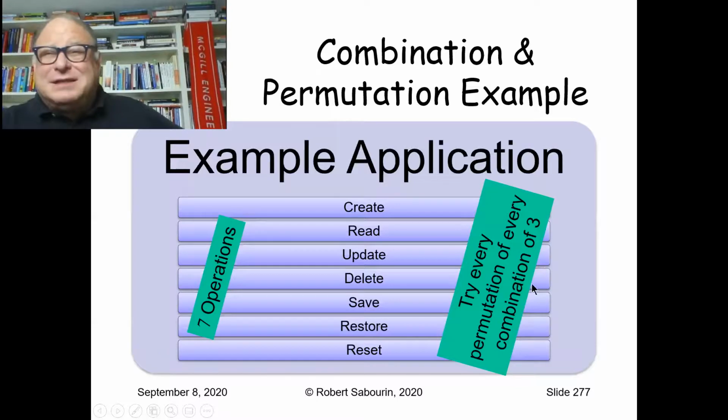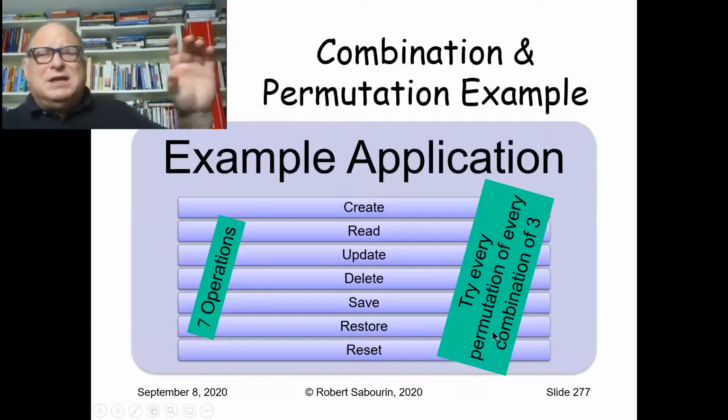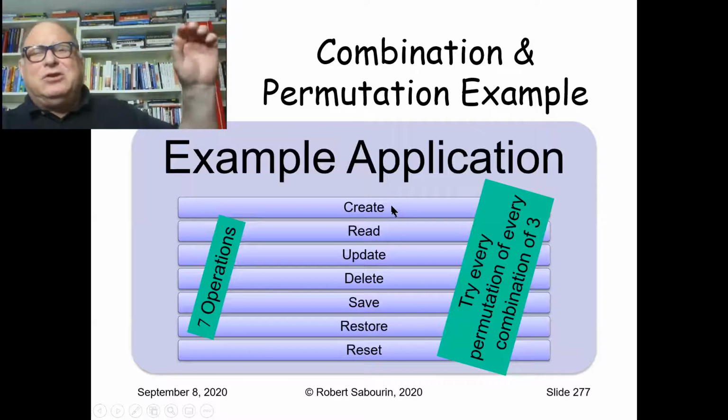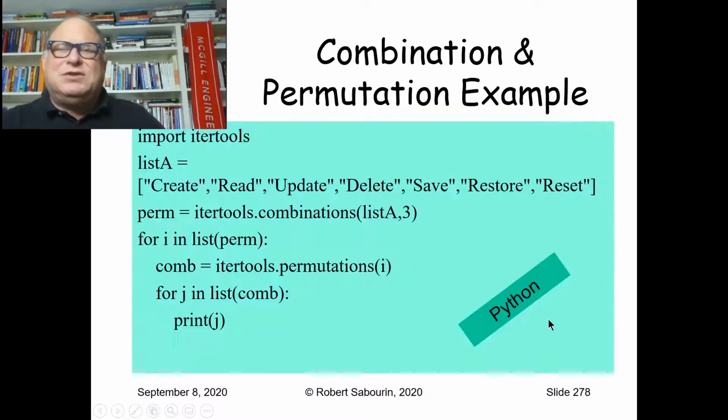Now, if we get all those sets of 3, what if we want to try, for every set of 3, every permutation of the set? We've chosen 3. If I have create, read, update, I want all the permutations. So I want create first, read first, update first, and then create second, read second, update second, and so on. So I want all the permutations of 3. That's 6 permutations for each.